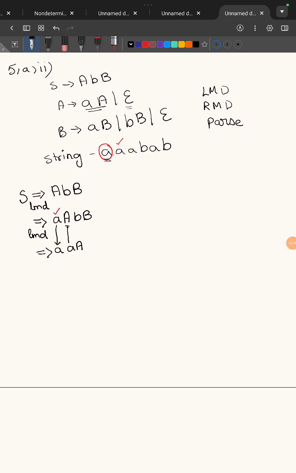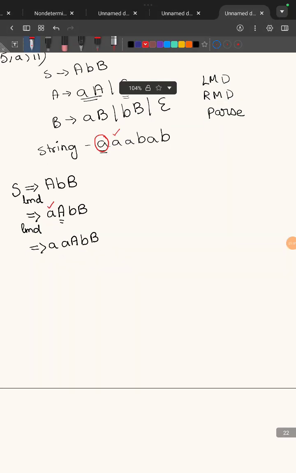Now we are replacing this A with the production rule. So don't get confused, don't write only a, because the first a remains the same. Now we are replacing this variable capital A only with the rule. Now the rest of the things remain the same. So the second a also is done. So the first a is done, the second a is done.